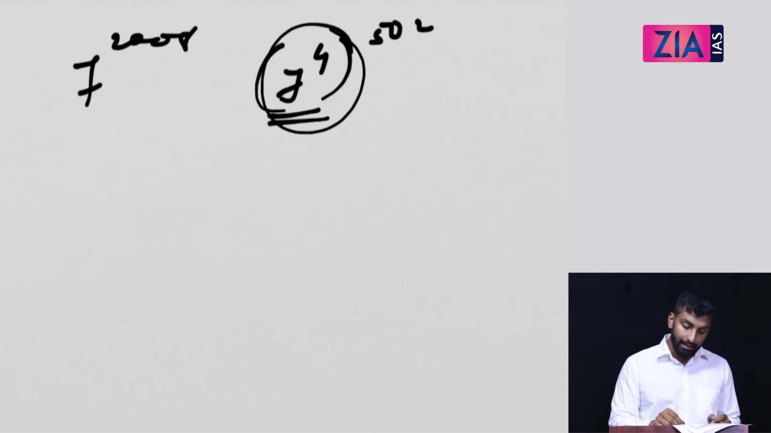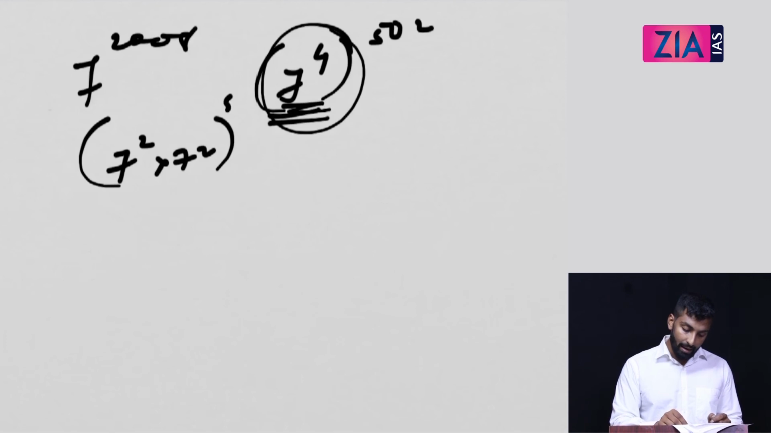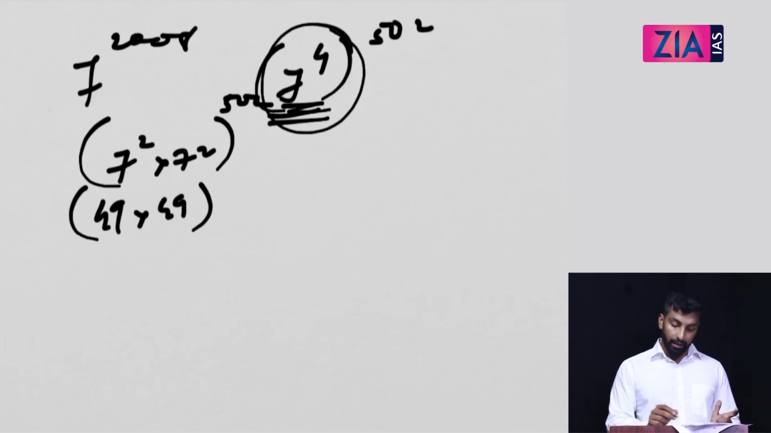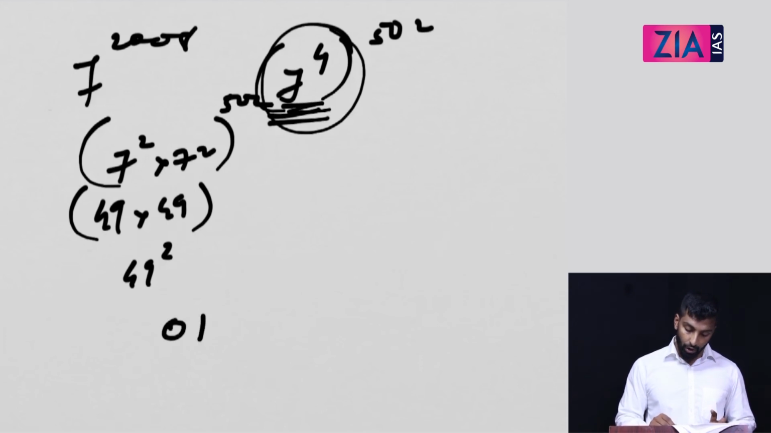For that, I will just expand it and see what the last 2 digits are. 7 square, I make it 7 square into 7 square. This power remains the same, right? 502 is there. What is 7 square? 49 into 49. Now what is 49 into 49? That is nothing but 49 square, right? I don't know what 49 square is, but I know what 1 square is. 1 square is 1. Last 2 digits of 49 square and 1 square will be the same, right? So I can write it as 0, 1.